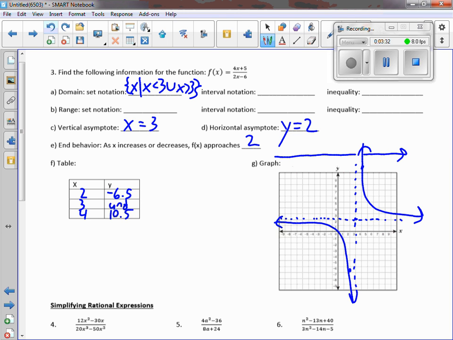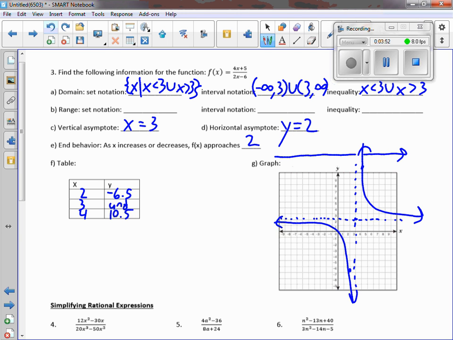Interval notation would be negative infinity to 3, union 3 to infinity. Inequality would be the same thing as set notation without the squiggly line, so x is less than 3, union x is greater than 3.